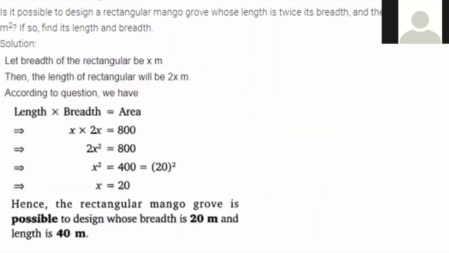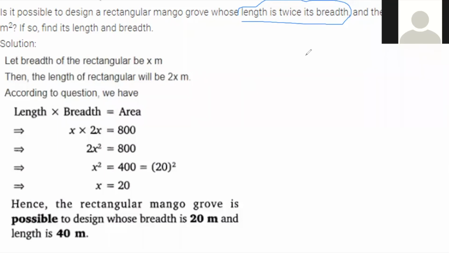Somebody read. Sir, may I? Please, start reading. Is it possible to design a rectangular mango grove whose length is twice its breadth and the area is 800 meters square? If so, find its length and breadth. Okay, so observe here, it's possible to design a rectangular mango grove whose length is twice its breadth. So length depends on breadth. And the area, what is the area of a rectangle formula, children? Length into breadth. Sir, L into B.